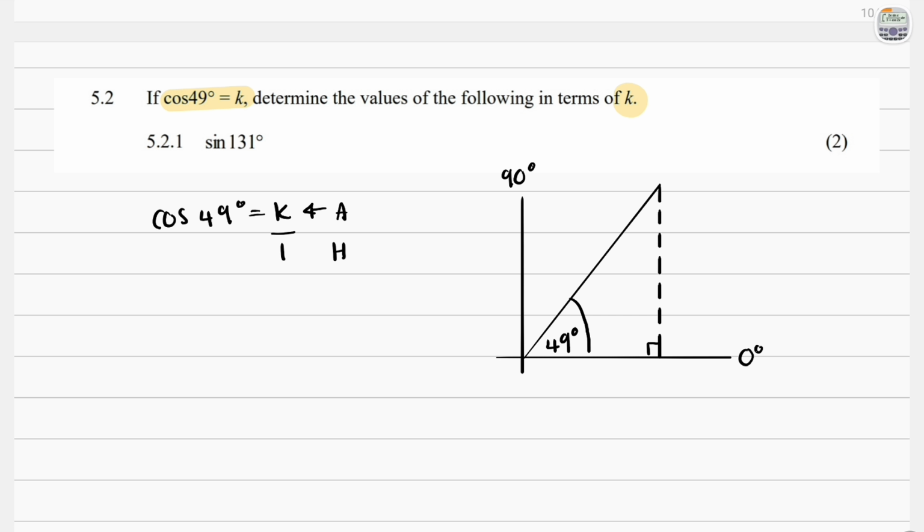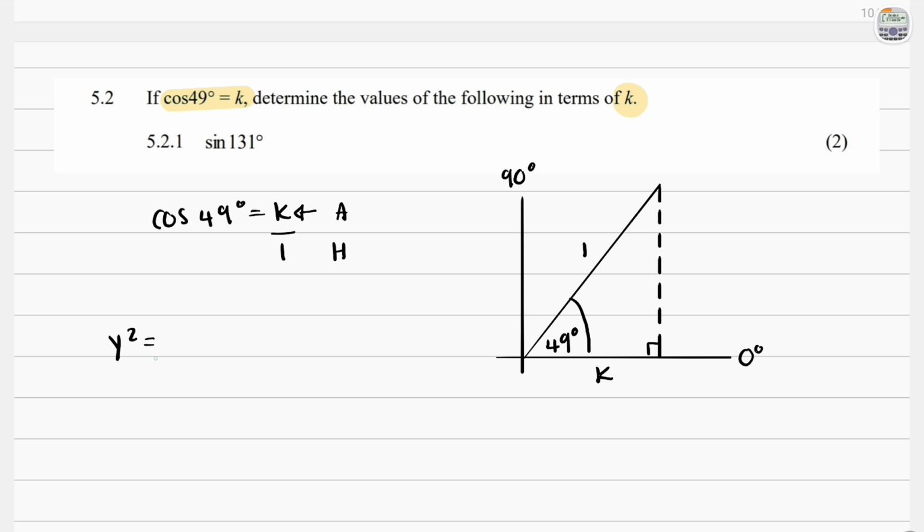Okay, so what we have here is the hypotenuse length is 1 and the adjacent side is k. So all we would need to find would be the opposite side, again using Pythagoras since we have a right angle triangle. So to find that opposite side, let's just call it y, okay? Because it's really a y value. When we find it, that's a y value.